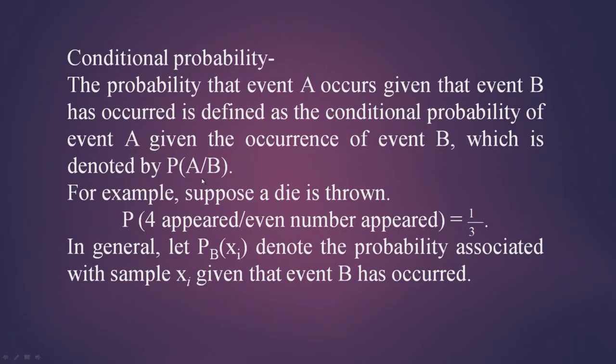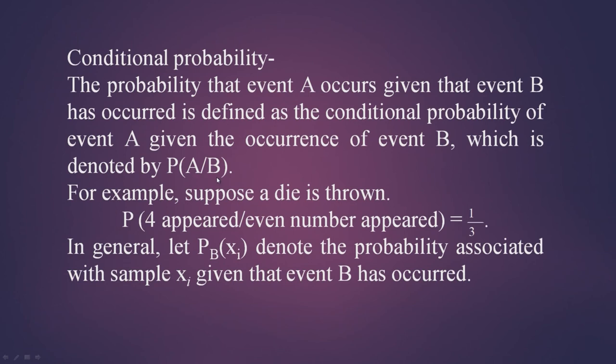So, let us now discuss conditional probability. The probability that event A occurs, given that event B has already occurred, is defined as the conditional probability of event A given the occurrence of event B, which is denoted by probability of A given B.